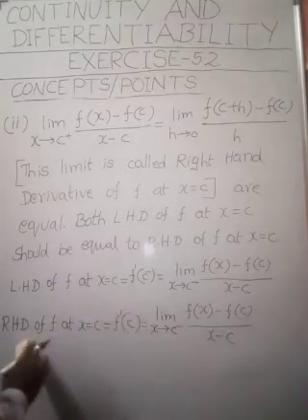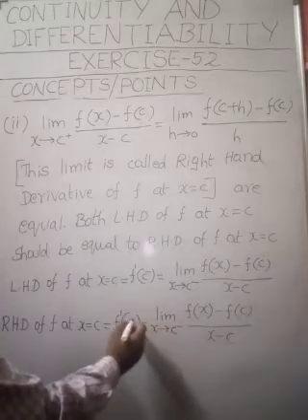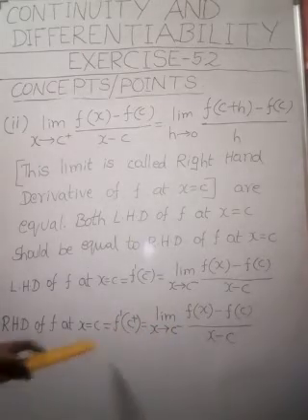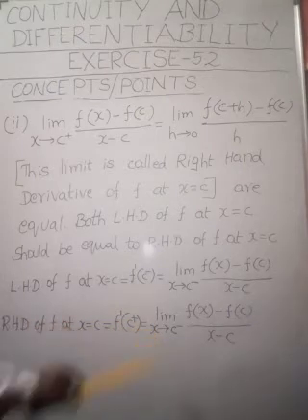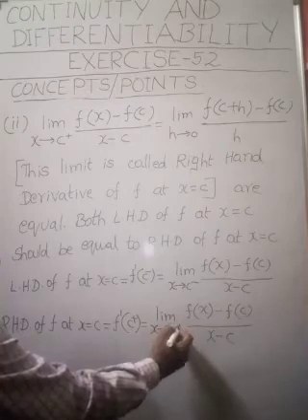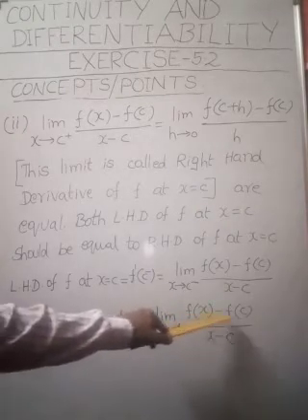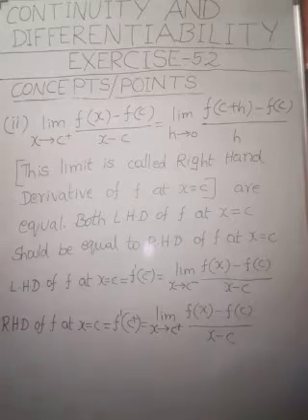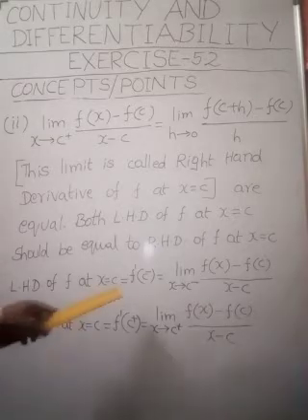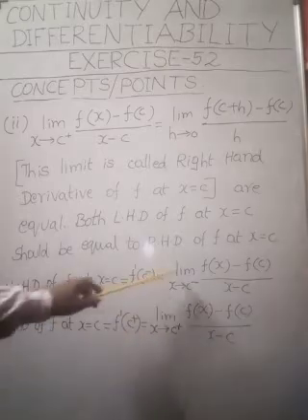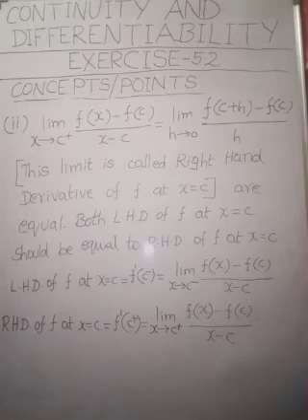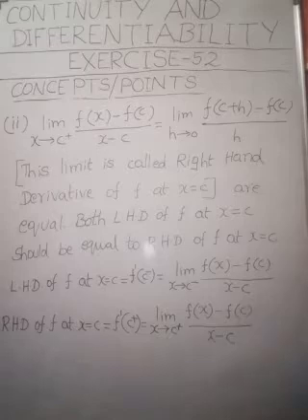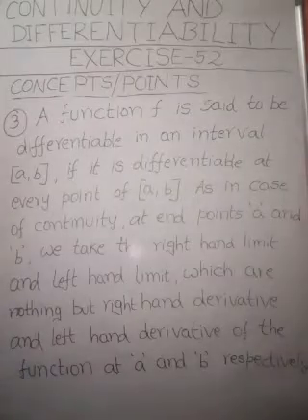Now the right hand derivative of f at x equal to c is denoted by f dash of c plus, that is equal to, as x tends to c plus, limit f of x minus f of c by x minus c. These are called left hand derivative and this is called right hand derivative. These two limits must be equal, then only the function is said to be differentiable at x is equal to c. Understood this point, my dear children? Right. Now come to the next point.